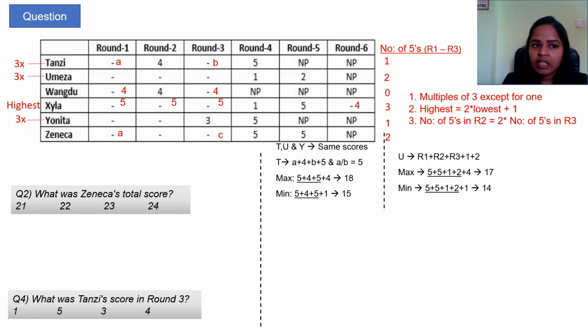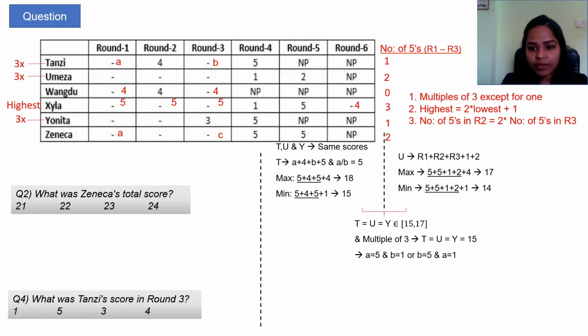So now, because T and U should have the same score, we get the limits as the intersection of these two, that is, T equal to U equal to Y should lie between 15 and 17. Let's see if we can get some conclusion from this. Otherwise, we'll look at Y's data as well. So between 15 and 17, both included, the only number which is a multiple of 3 is 15, right? So definitely T's total score should be 15. Okay, so we know that T's score is 15.